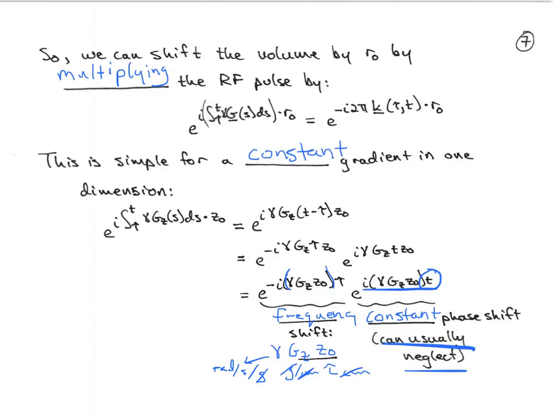So basically all you need to do is multiply your RF pulse by this frequency modulation function if you have a constant gradient in one dimension. And that's it. Thanks.